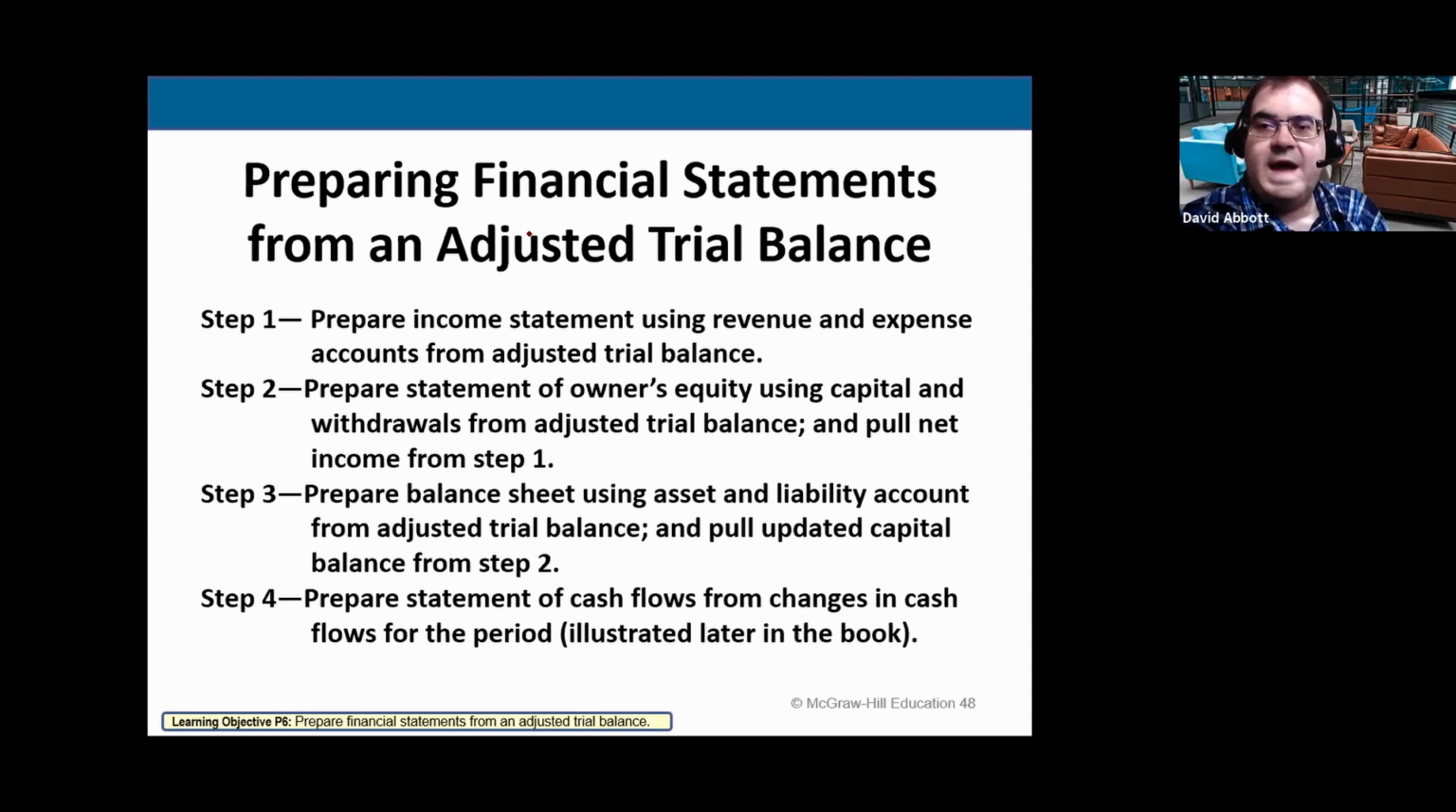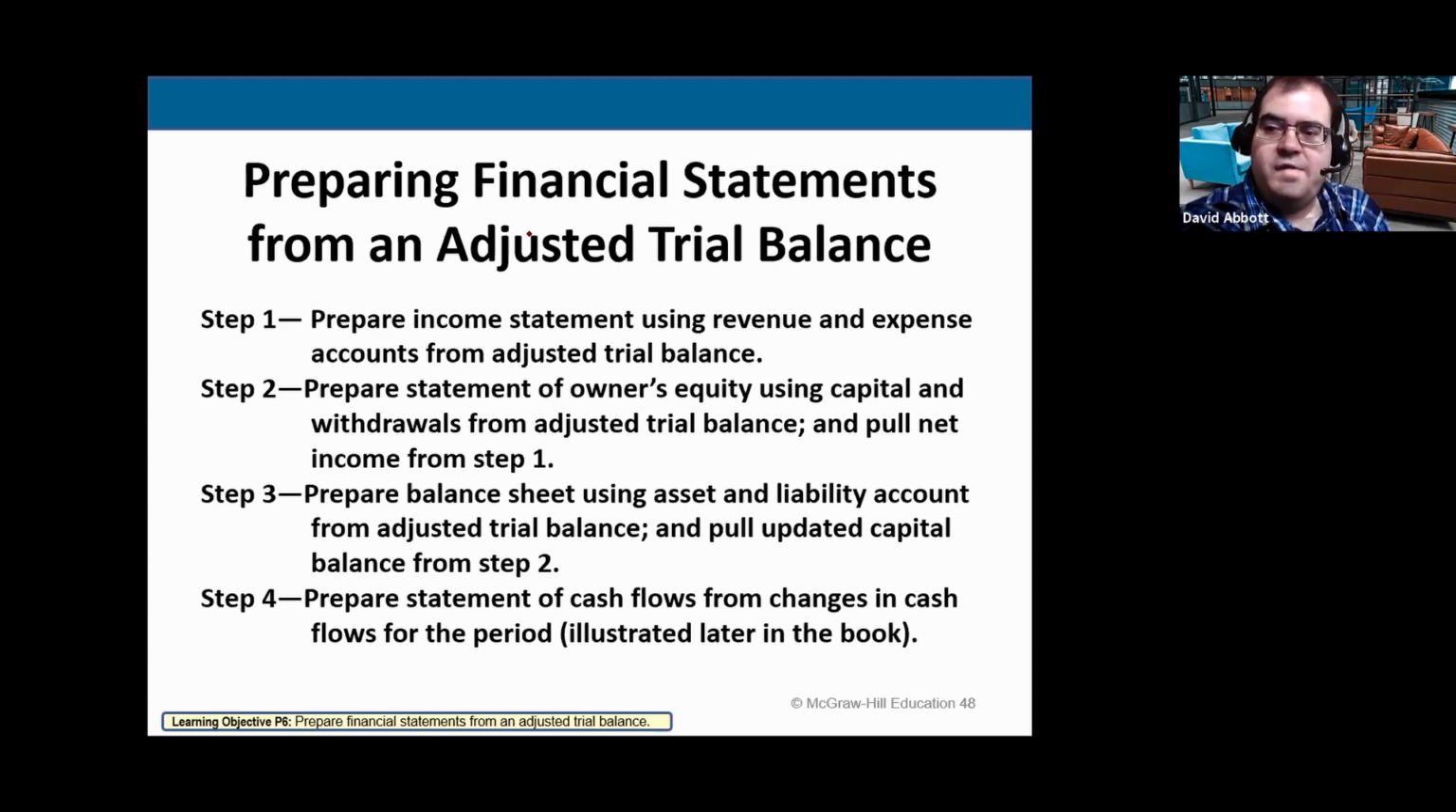Remember, we start with that first because we need the income statement in order to be able to do the owner's equity. Then we'll prepare the statement of owner's equity using the capital and the withdrawals from the adjusted trial balance, and you'll pull the net income that you got from the income statement. And then you'll prepare the balance sheet using assets and liability accounts from the adjusted trial balance. You'll have to pull the updated capital balance from the statement of owner's equity that you did previously.